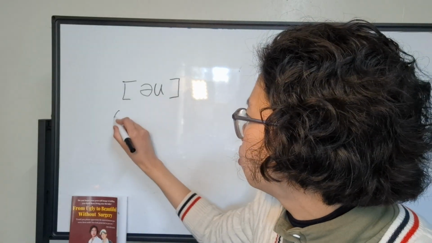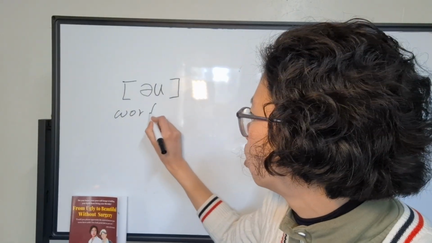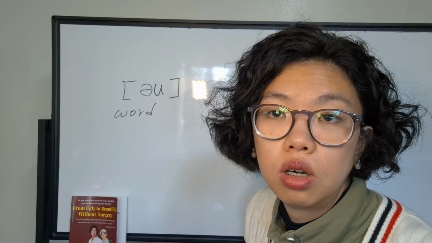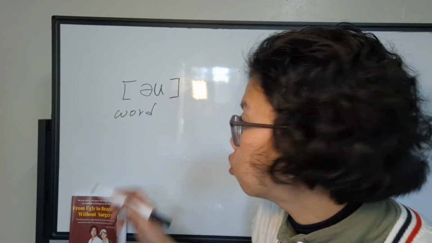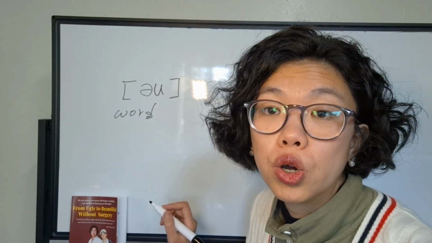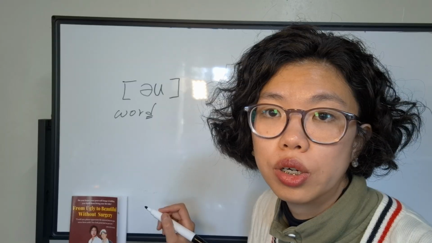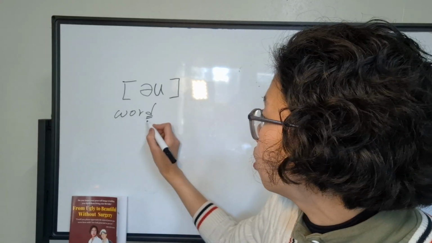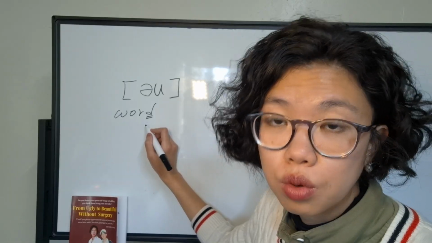So, for example, I say word. Some people may say word, like word. What's that? Because we don't pronounce the end of the word. So that is the reason why you have to pronounce the end of the word.